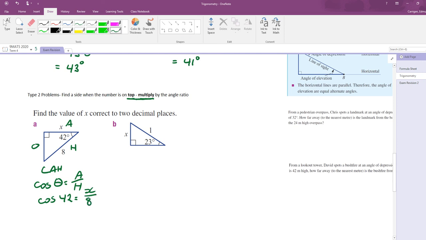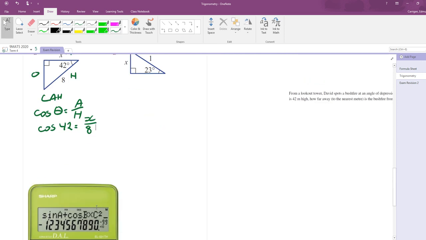Now the number I'm trying to find, the X, is on top. So if it's on top, I'm not going to muck it around. I'm simply going to write x, that's what I'm looking for. I know I'm multiplying the other number by the angle. I'm going to put that in my calculator. This time I'm not using second function. I've got 8 times, I'm just pushing the cos button, and then 42, equals 5.94.